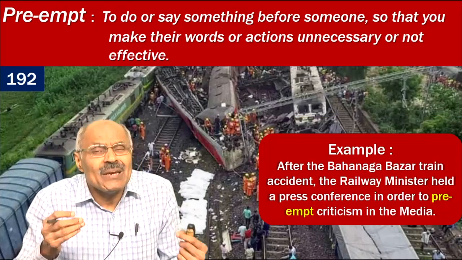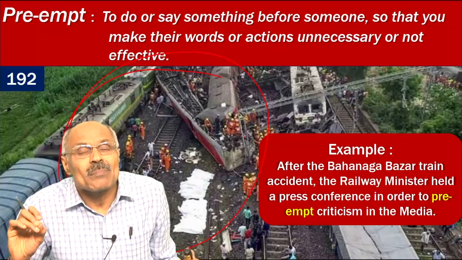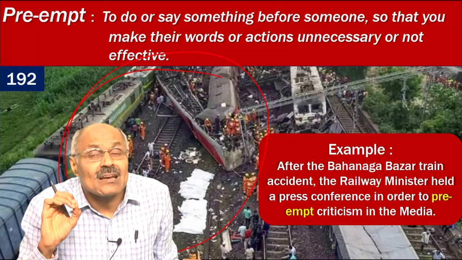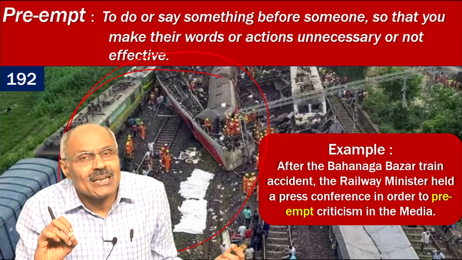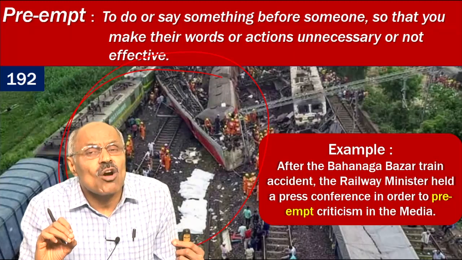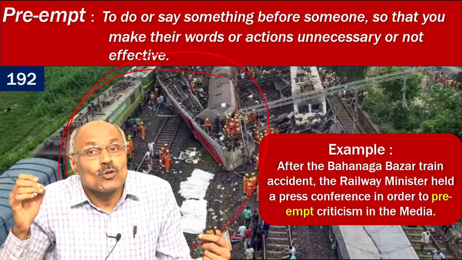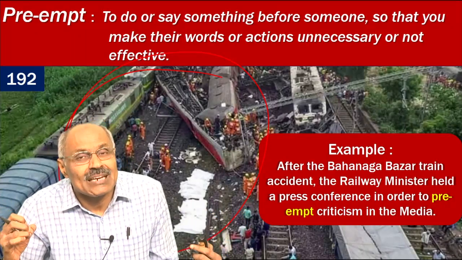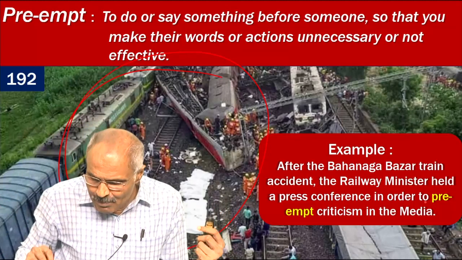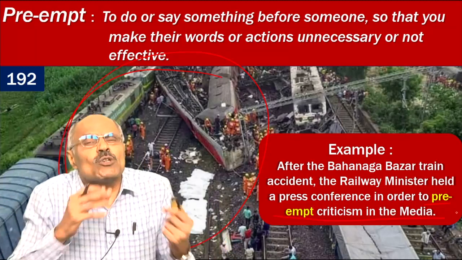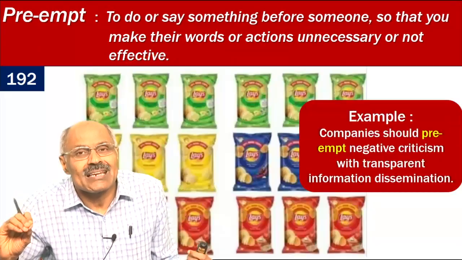And look at the next one, preempt. See the Bahanaga Bazaar accident. Close to 300 people lost their lives in the Bahanaga Bazaar accident near Balasore in Odisha a few months ago. And normally, when the railway minister is not talking to the press, it may lead to several apprehensions. And to prevent such criticisms in the media, the railway minister came to the forefront and clarified several things. He preempted criticism in the media. He told whatever happened. So he preempted various apprehensions and criticism in the media.